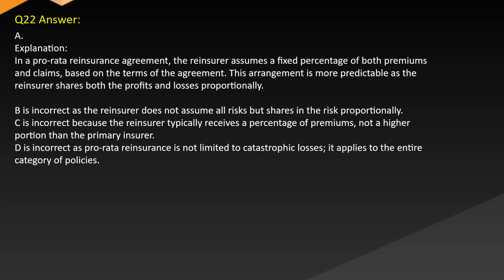Answer A. Explanation. In a pro rata reinsurance agreement, the reinsurer assumes a fixed percentage of both premiums and claims based on the terms of the agreement. This arrangement is more predictable as the reinsurer shares both the profits and losses proportionally. B is incorrect as the reinsurer does not assume all risks but shares in the risk proportionally. C is incorrect because the reinsurer typically receives a percentage of premiums, not a higher portion than the primary insurer. D is incorrect as pro rata reinsurance is not limited to catastrophic losses. It applies to the entire category of policies.